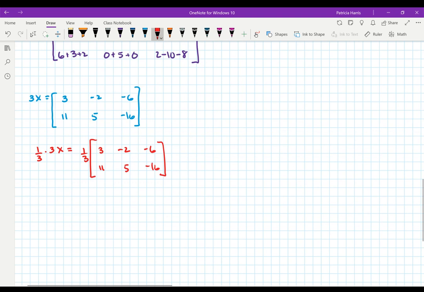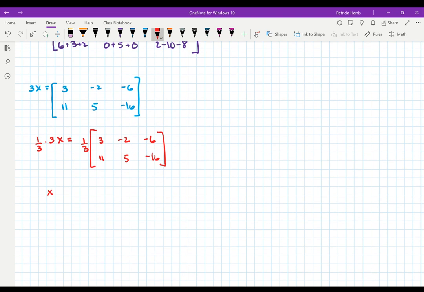And now I'm going to use scalar multiplication by 1/3. So 1/3 times 3 is 1, then -2/3, then -2, 11/3, 5/3, -16/3. And then we're done. Okay, so not too bad.